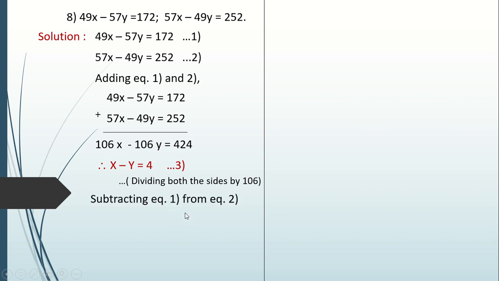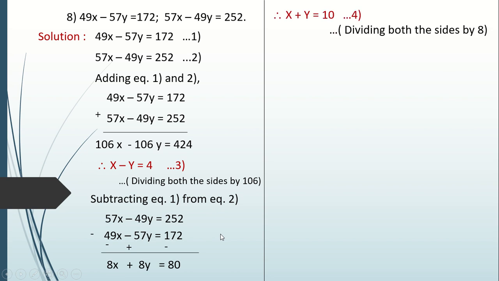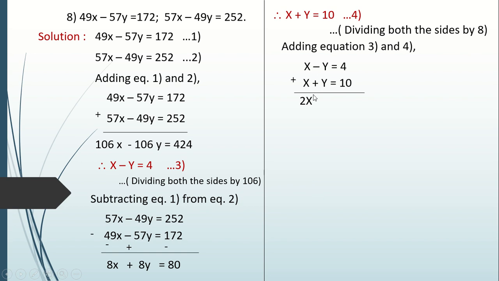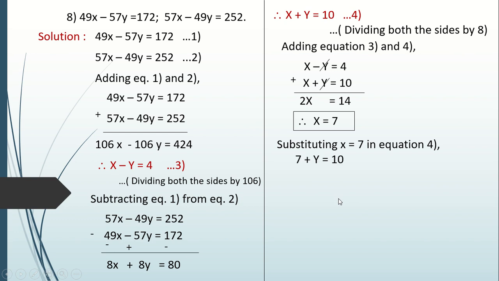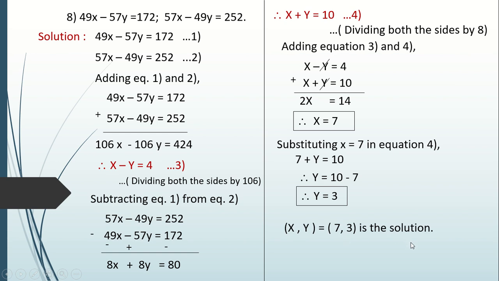Okay. Now subtracting equation 1 from 2. The signs change and we get 8x plus 8y is equal to 80. Dividing both sides by 8, we get x plus y is equal to 10. So equation number 3 and 4 are the simplified equations. Now adding these equations 3 and 4, you will get x plus x is 2x, y minus y gets cut, 14. Therefore x is equal to 7. Now substituting this x is equal to 7 in equation number 4, y is equal to 3. So x is equal to 7 and y is equal to 3 is the solution.